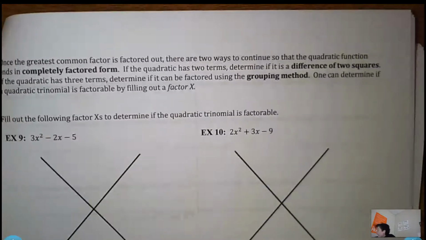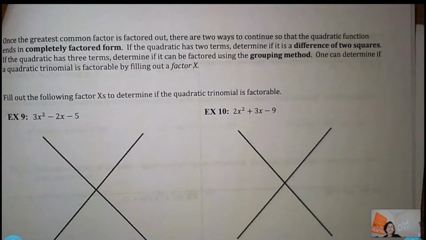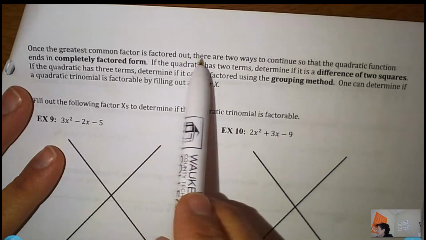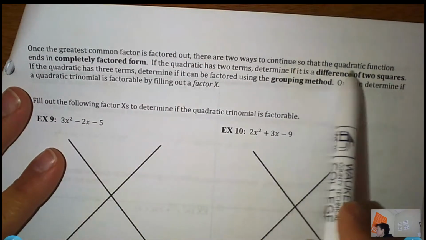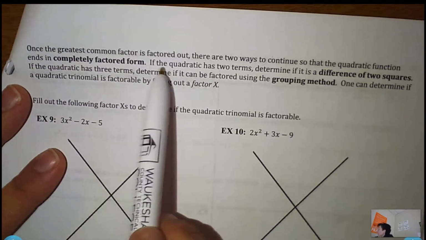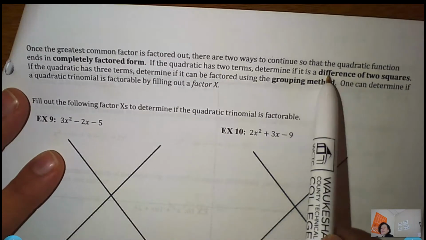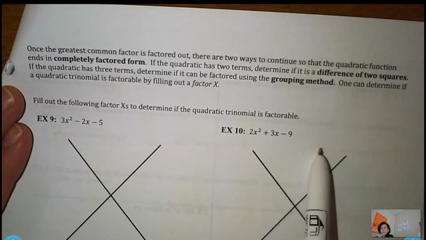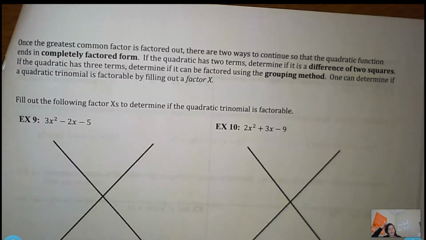Once you factor a GCF, from there we learn about what's called completely factoring. So before we get into completely factoring, we're going to look at just the basics of it. So once the greatest common factor is factored out, there are 2 ways so that the quadratic function ends in completely factored form. If the quadratic has 2 terms, then that's called a difference of squares. If the quadratic has 3 terms, then what we're going to do is something called the grouping method.